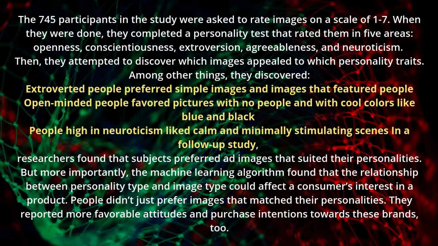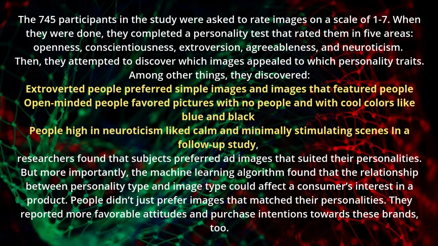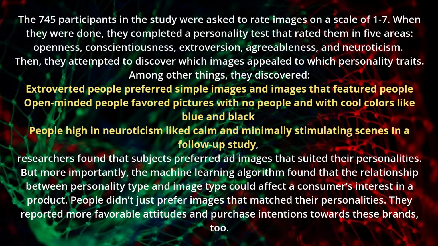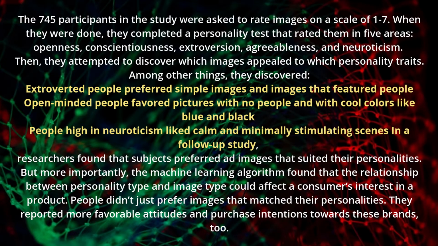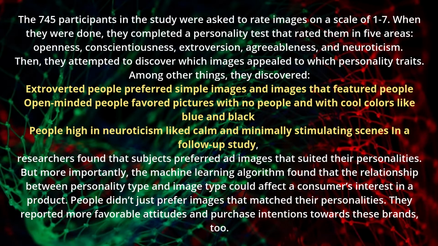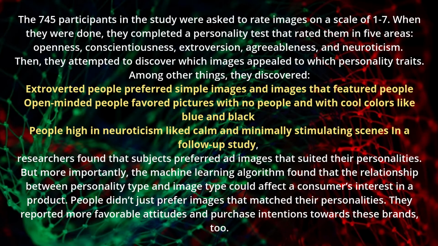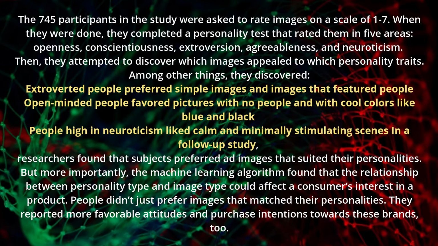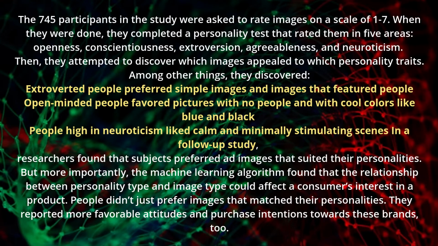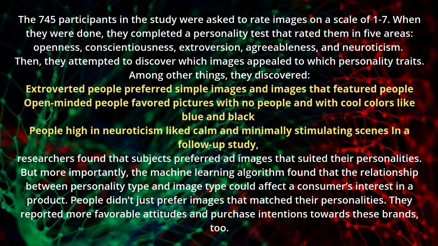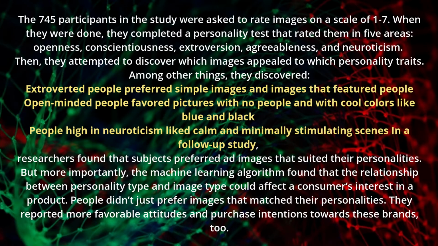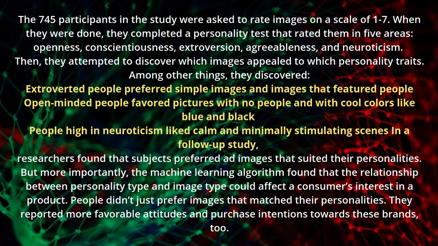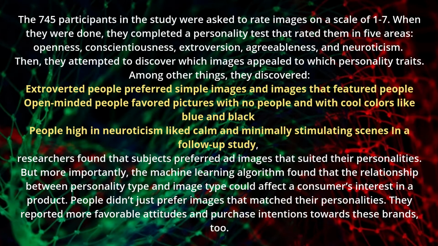The 745 participants in the study were asked to rate images on a scale of 1 to 7. When they were done, they completed a personality test that rated them in 5 areas: openness, conscientiousness, extroversion, agreeableness, and neuroticism. Then, they attempted to discover which images appealed to which personality traits. Among other things, they discovered extroverted people preferred simple images and images that featured people. Open-minded people favored pictures with no people and with cool colors like blue and black. People high in neuroticism liked calm and minimally stimulating scenes.